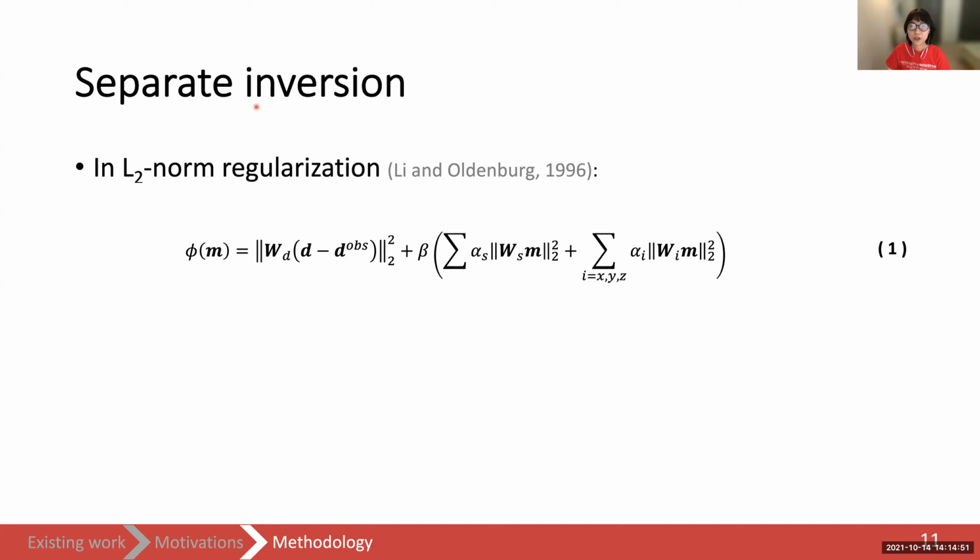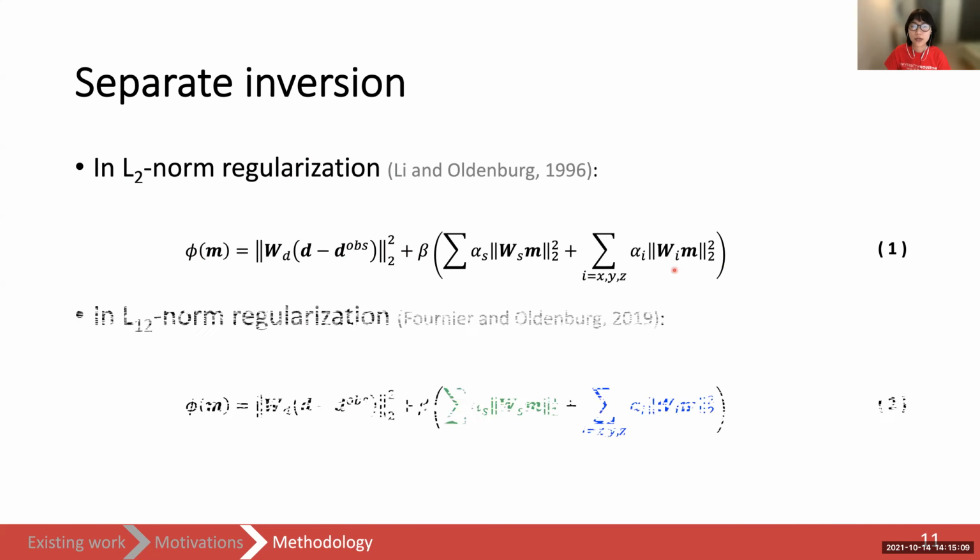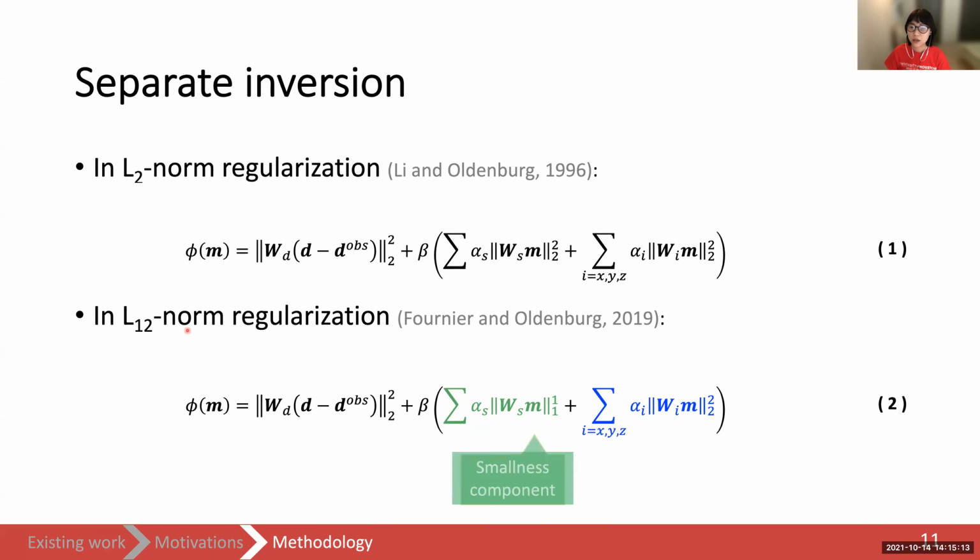In the separate inversion methodology, the cost function phi m is the sum of the data misfit term and a weighted model regularization term. In the conventional L2 norm regularization, all 4 components in the model regularization term are in the L2 norm. While in the mixed sparse L1-2 norm regularization method, the L1 norm is imposed on the smallness component, and the L2 norm is applied to the 3 smoothness components.